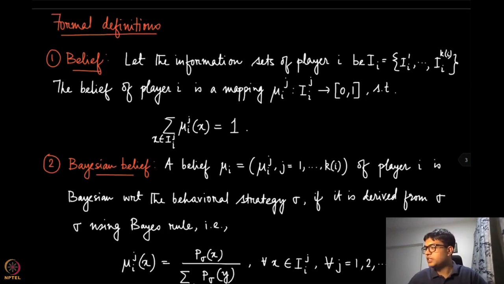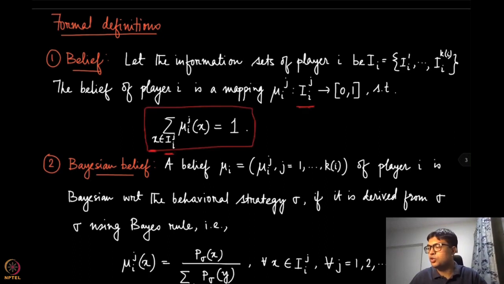So the first definition is that of belief. Belief is nothing but what we have defined. It is defined for a specific information set of a player. So let's say for player i in the information set j, it's a probability distribution over all the histories in that information set. That mu ij is something that we are going to call the belief.